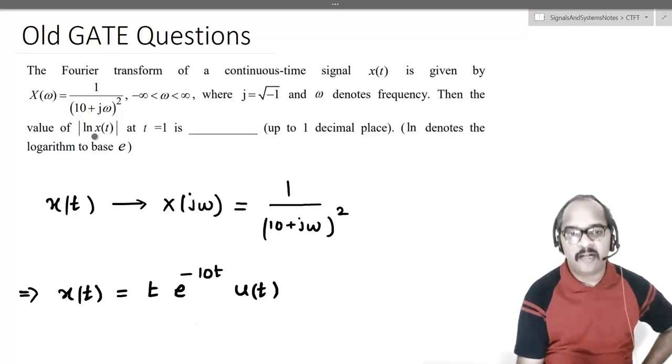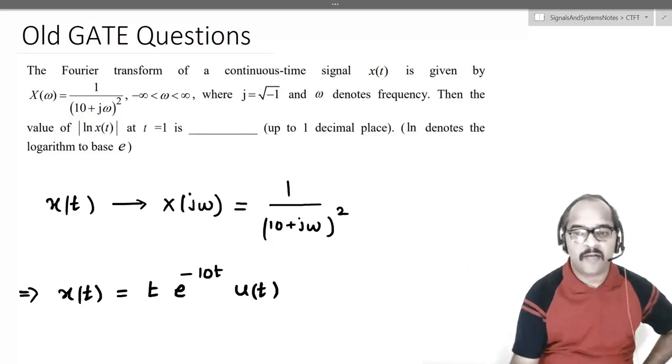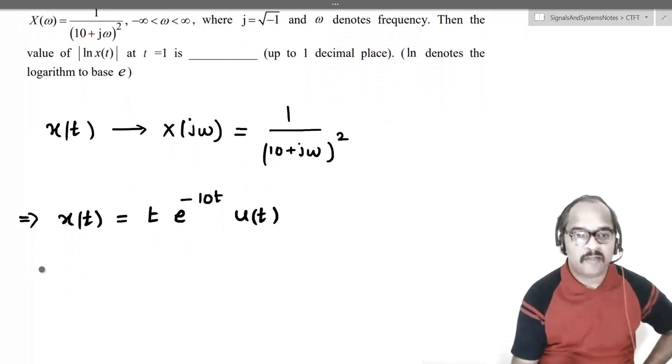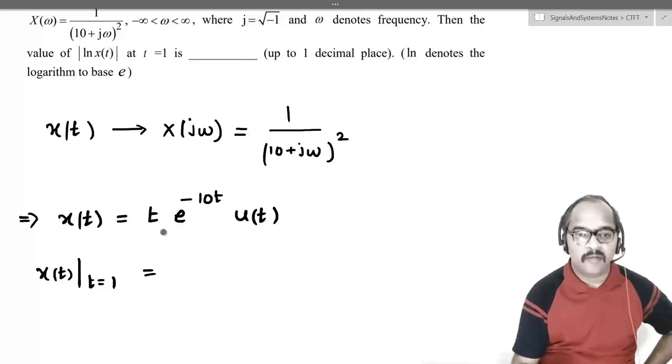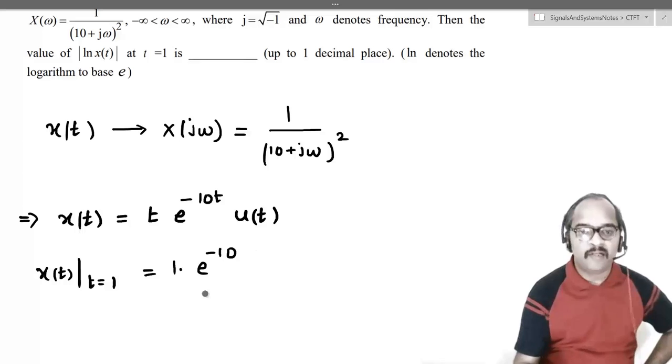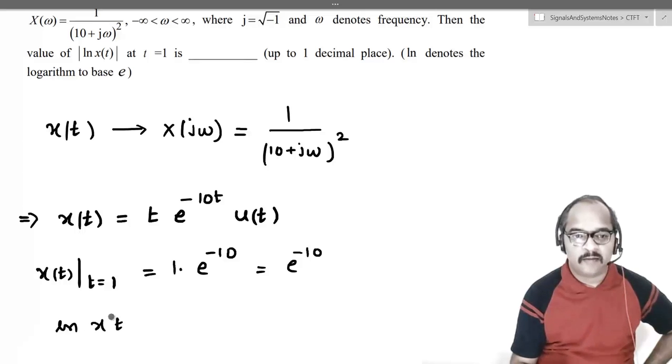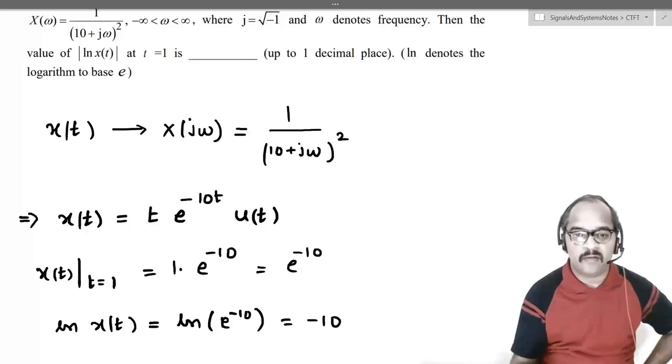Now what is it that they wanted? They wanted to find the modulus of ln of x of t at t equal to 1. So at t equal to 1, let us write down the value. x of t at t equal to 1 would be 1 multiplied with e power minus 10, and u of 1 is again 1. So this is e power minus 10. So ln of x of t should be ln of e power minus 10, which is equal to minus 10.